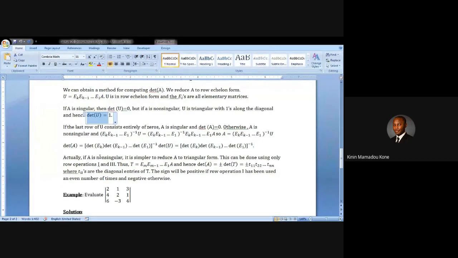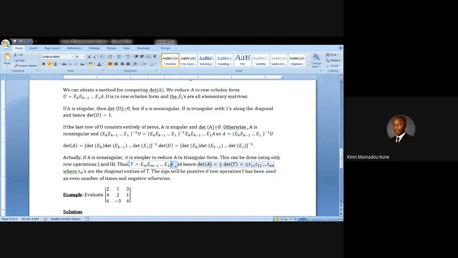Actually, if A is non-singular, it's simpler to reduce A to a triangular form. This can be done using only row operations 1 and 3. Thus, the triangular form T is obtained from the matrix A by a set of multiplications of elementary operations E1, E2, all the way to En.